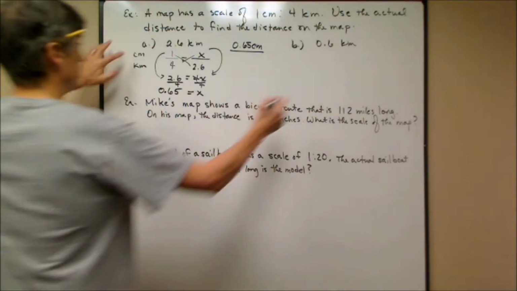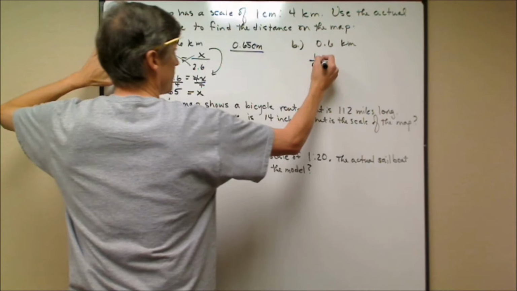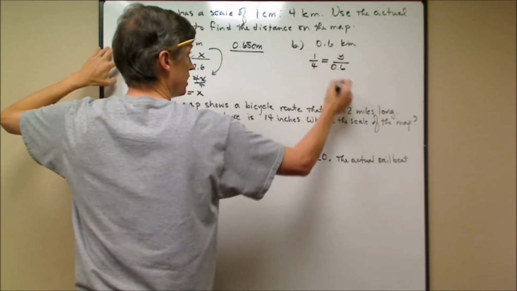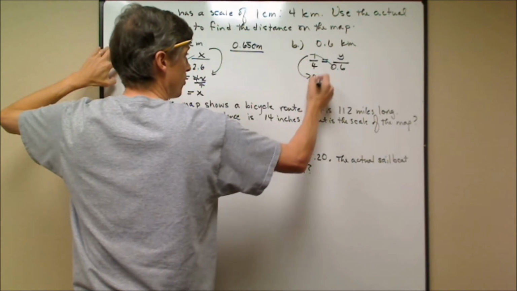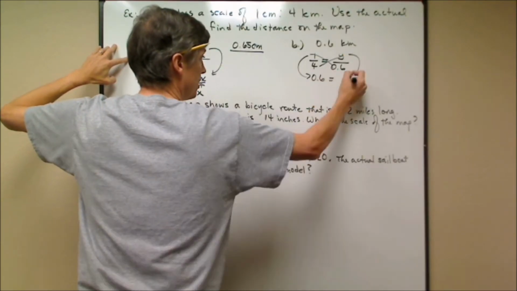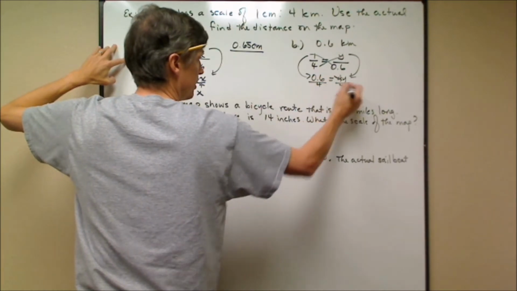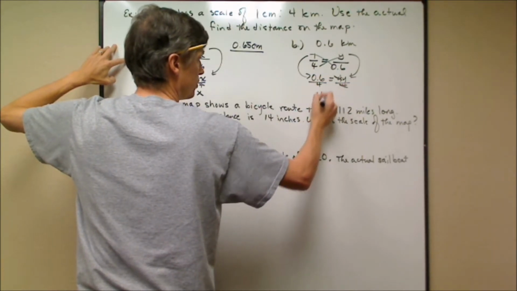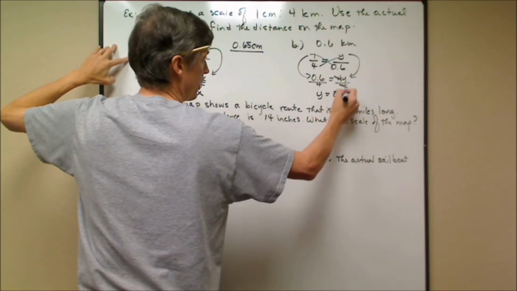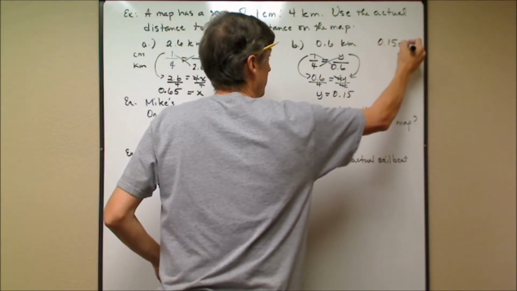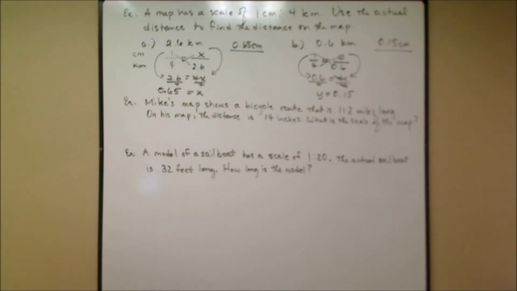So I'm going to set it up the same way. I'm going to go 1 is to 4 as, what letter will we use, y? Y is to 0.6. Cross multiply, 0.6 equals 4y. I'll divide both sides by 4 and I get y is equal to 0.15. So this would be 0.15 centimeters for the distance on the map.